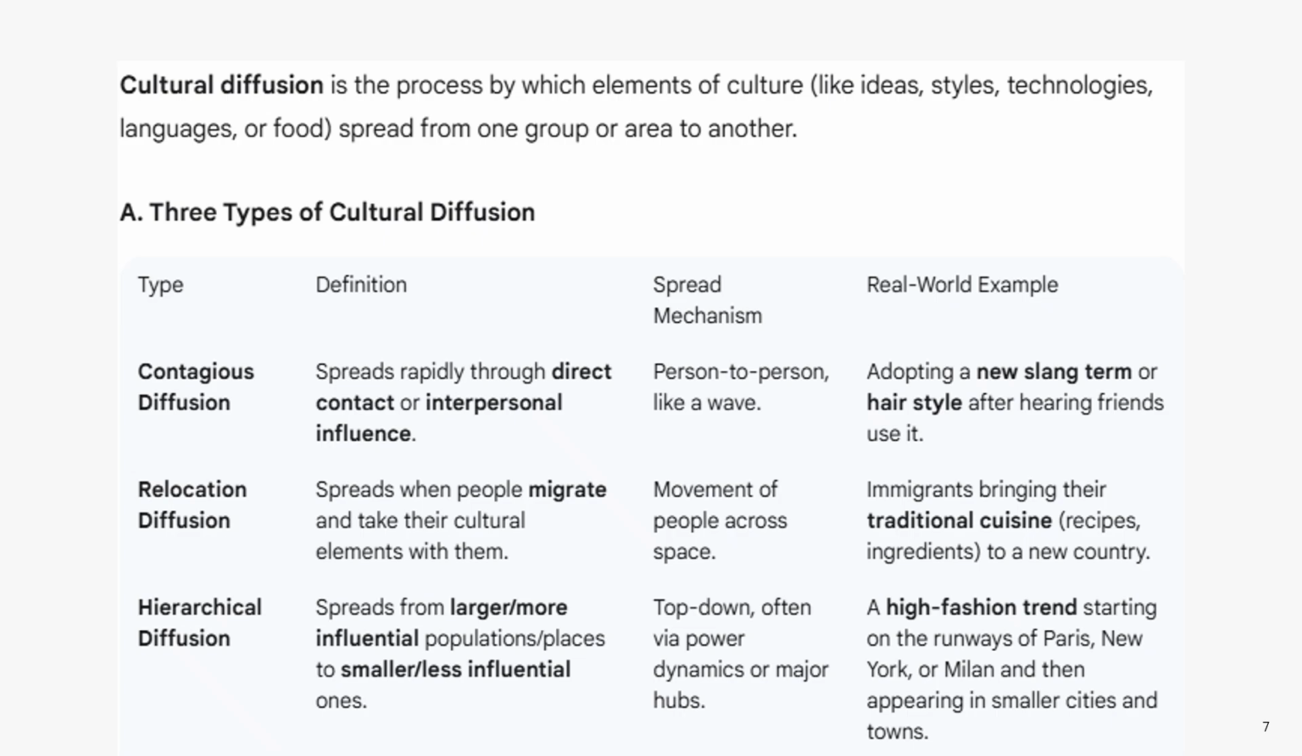When we see cultural diffusion in a contagious diffusion, we're looking at aspects of culture that spread really, really rapidly from direct contact and interpersonal influence. So this is kind of person to person, right? It's one person embracing an aspect of culture and passing that on to another. If you think about a new hit song, one person hears it on the radio. They then play that song for their friend. That friend loves the song, so they play it for another friend, and so on. So this is where we get this idea of contagion.